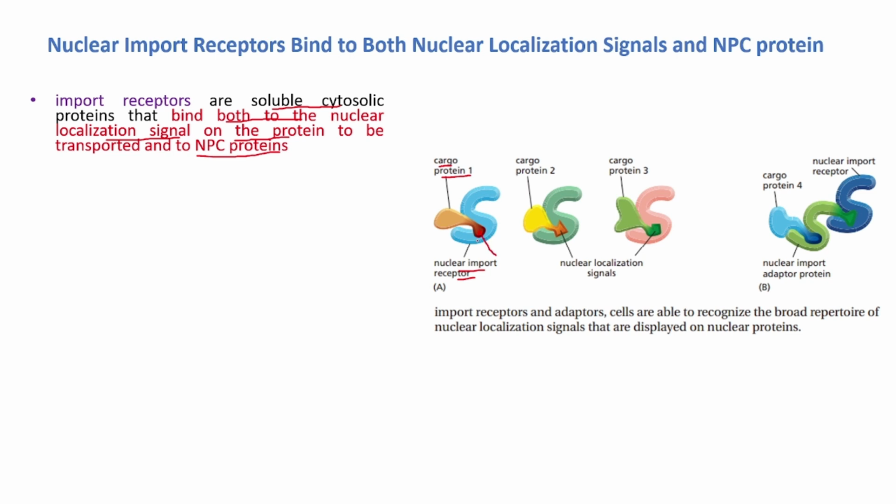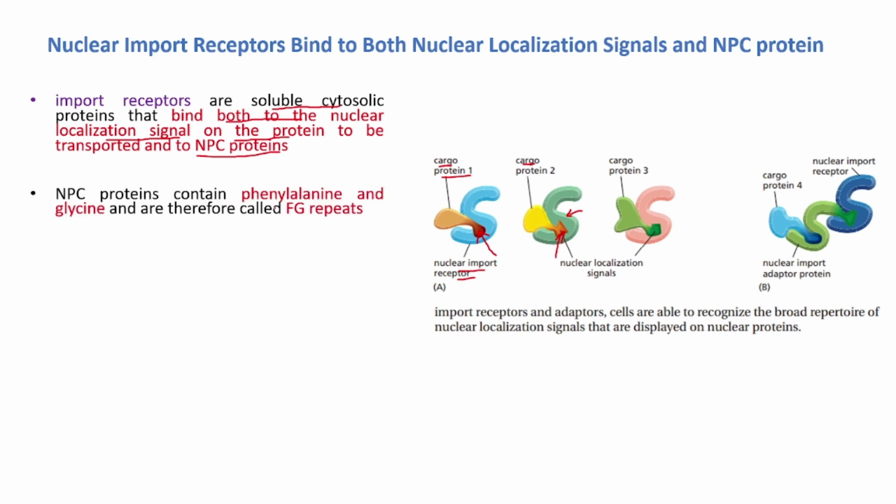A second figure has been shown. This is another cargo protein which needs to be translocated. This is the nuclear import receptor, and this is the nuclear localization signal. So the nuclear import receptor basically binds both to the nuclear localization signal as well as to the NPC proteins.